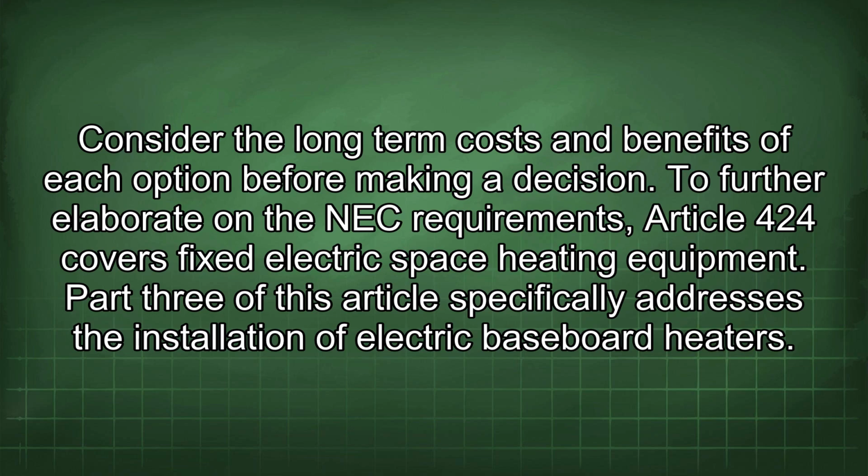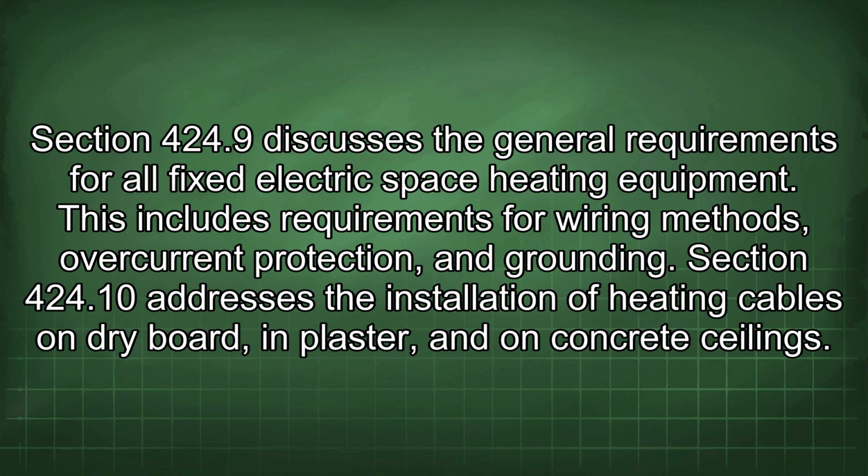To further elaborate on the NEC requirements, Article 424 covers fixed electric space heating equipment. Part 3 of this article specifically addresses the installation of electric baseboard heaters. Section 424.9 discusses the general requirements for all fixed electric space heating equipment. This includes requirements for wiring methods, overcurrent protection, and grounding. Section 424.10 addresses the installation of heating cables on dry board, in plaster, and on concrete ceilings.